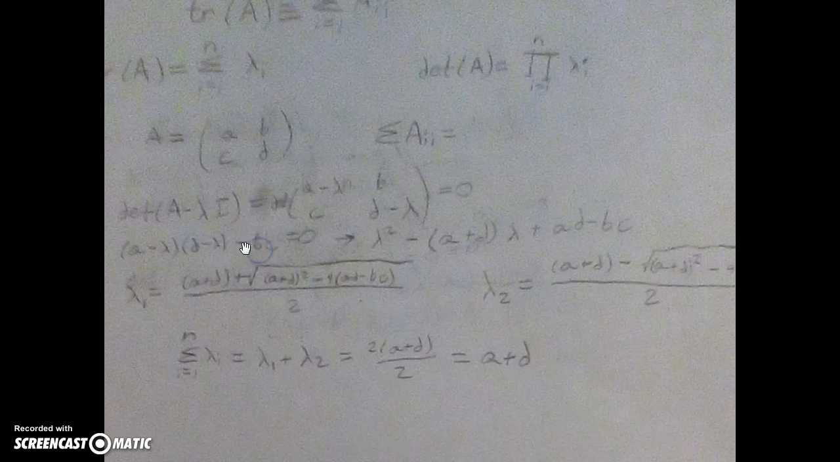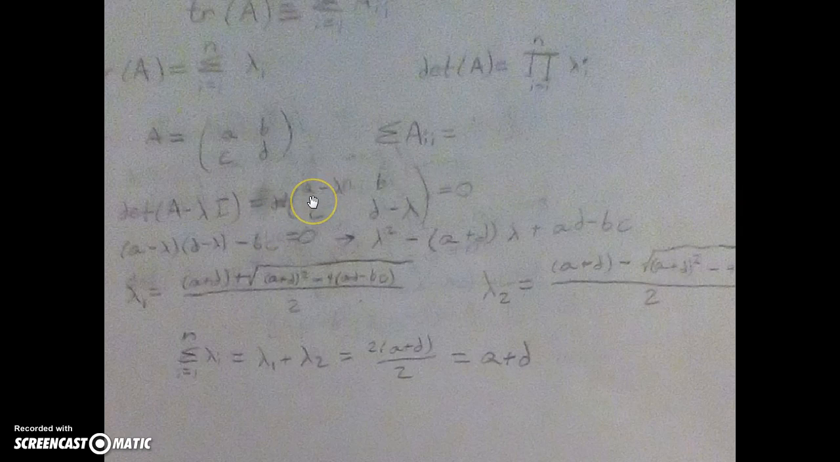To find the eigenvalue, you take the determinant of the matrix A minus lambda times the identity matrix. And the identity matrix is just ones down the diagonal, and all the other numbers are 0. So when you do that, applied to this matrix up here, you get the determinant of A minus lambda, B, C, and D minus lambda, and that equals 0.